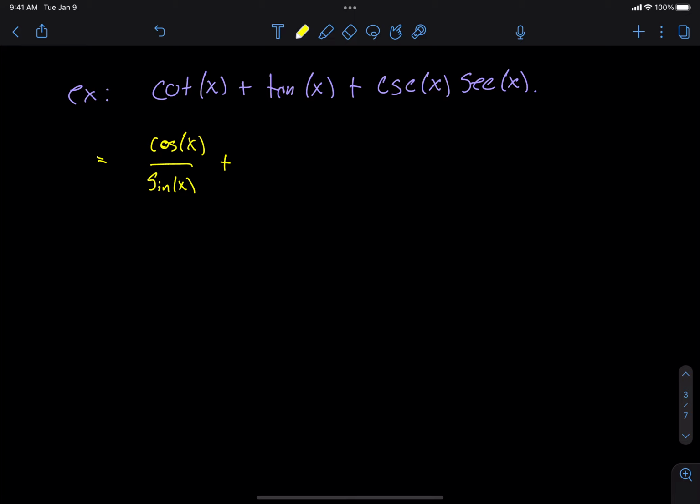Then I'm going to add tangent of x, which I can rewrite as the reciprocal of cotangent of x: sine of x divided by cosine of x. You can think of that as the reciprocal of this one, or you can just use the identity that says tangent is equal to sine over cosine, whichever one you want. Then a plus, and now cosecant. What is that in terms of sine and cosine? How do I rewrite cosecant?